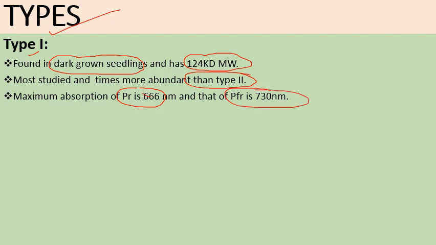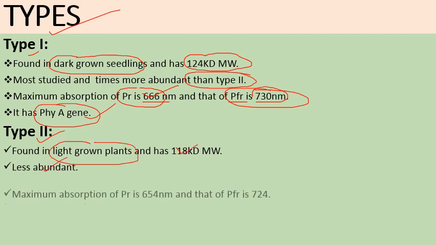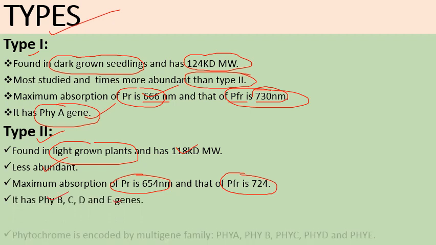So the PR form of phytochrome absorbs this light, and this PFR form absorbs the 730 nanometers light. It has the PHYA gene, and then next comes type 2 phytochrome. It is found in light grown plants and has a molecular weight of 118 kilodalton. It is less abundant as compared to type 1. Maximum absorption of PR form is 654 nanometer while that of PFR form is 724 nanometer. It has the genes PHYB, C, D and E.